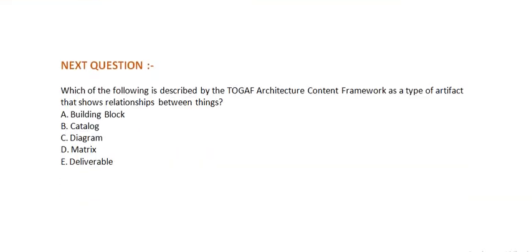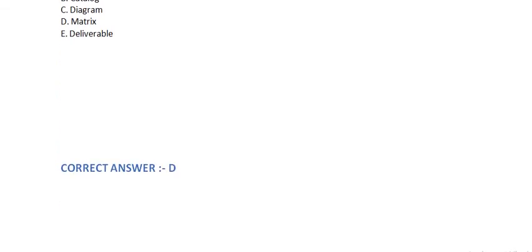Next question is, which of the following is described by the TOGAF architecture content framework as a type of artifact that shows relationships between things? Option A, building block. Option B, catalog. Option C, diagram. Option D, matrix. And option E, deliverable. The correct answer is option D.